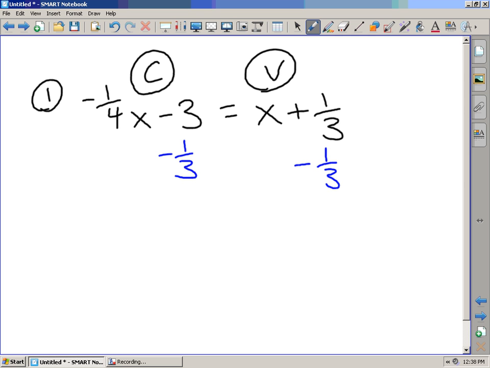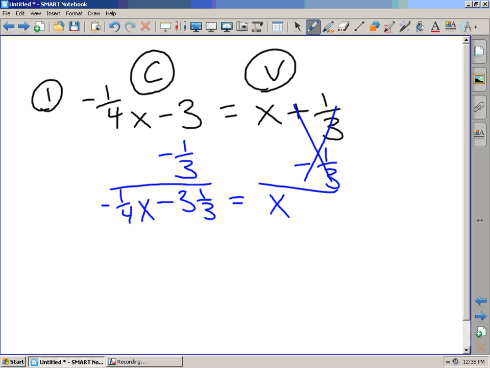I do that by using inverse operations. On this side, 1/3 minus 1/3 gives me 0 and I'm left with x. On the left side, -3 minus 1/3 gives you -3 and 1/3. And I copy down the -1/4 x.